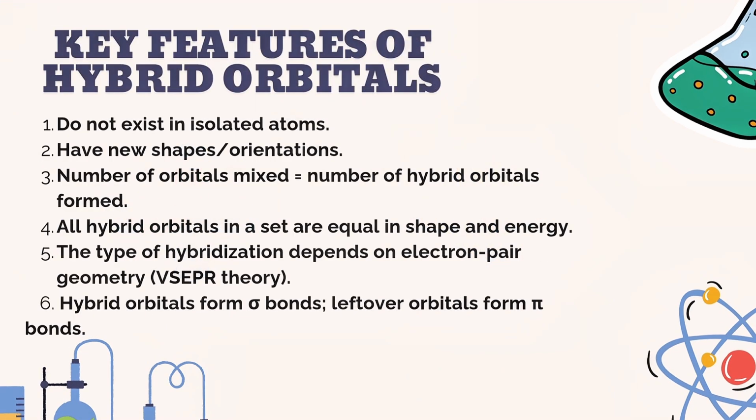The key features of hybrid orbitals. Number 1: they do not exist in isolated atoms. Number 2: they have new shapes or orientations. Number 3: the number of orbitals mixed is equal to the number of hybrid orbitals formed. Number 4: all hybrid orbitals in a set are equal in shape and energy. Number 5: the type of hybridization depends on electron pair geometry, based on VSEPR theory. Number 6: hybrid orbitals form sigma bonds. Leftover orbitals form pi bonds.